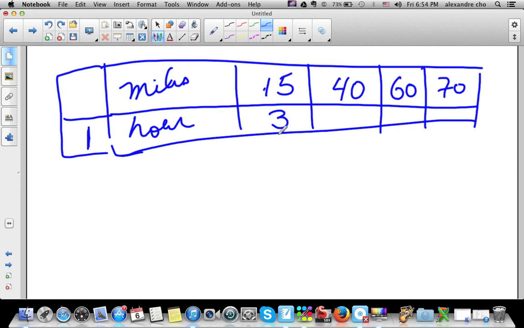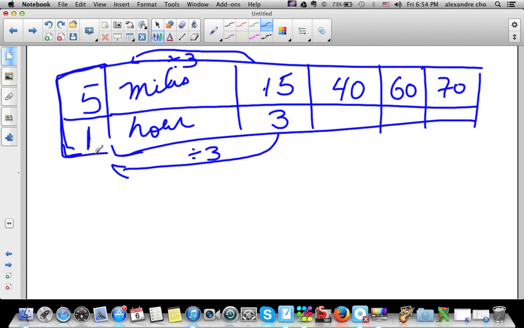For the 3 to become a 1, it's divided by 3. So the top must be divided by 3 as well, giving me 5. So I can say I drove 15 miles in 3 hours, or I drove 5 miles in 1 hour. I have a unit rate. Look how much easier life is going to be when I have the unit rate. So using this ratio here, I can find the rest.